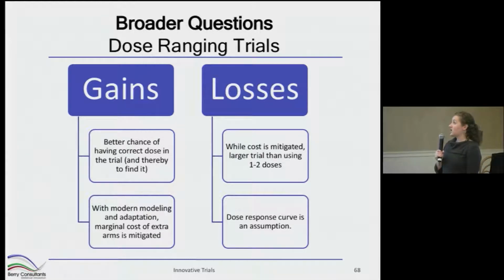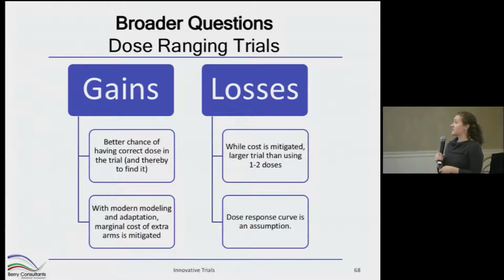So the losses, a lot of times we think if we're going to add more doses, that's more arms. Isn't that more patients? So if I'm going to add another dose, does that mean I now have to almost double my sample size? And the answer is usually actually no. With modern modeling, when we add these dose response models, when we start to add features like adaptive randomization, there may still be a small increase to the sample size, but it's actually a marginal cost. So the cost of going from 3 arms to 4 arms is actually not that large.